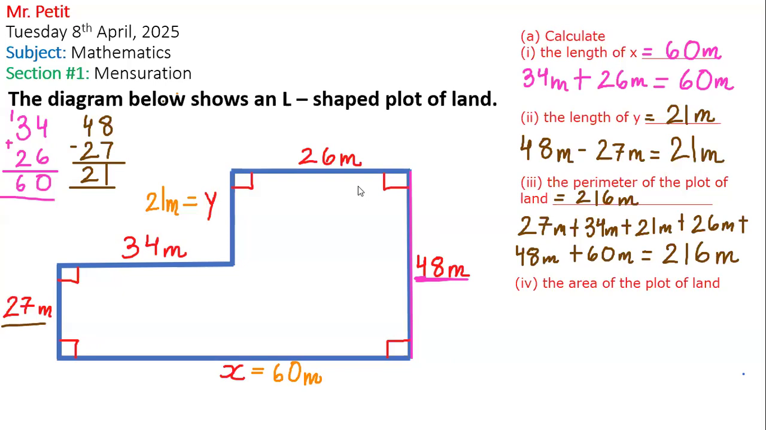The area. The area is length times height. Say it again. The length times the height. There's no height. This is a two-dimensional shape. Length times base. There's no base. Length times width. We're seeing no triangle.